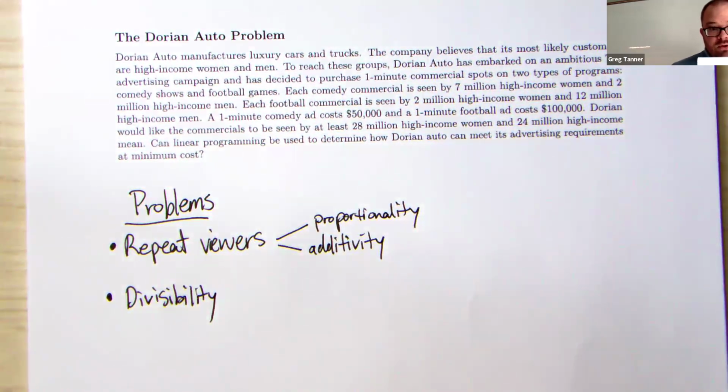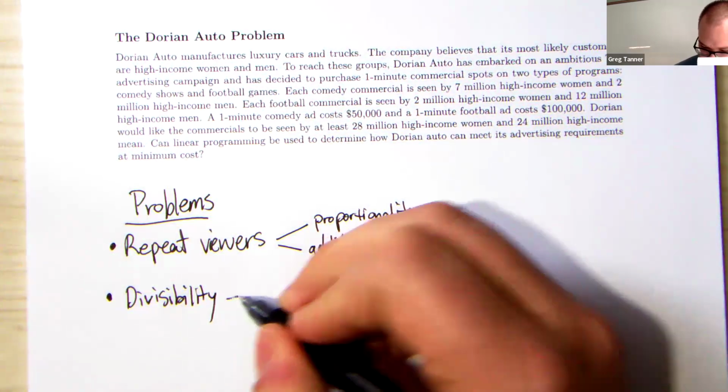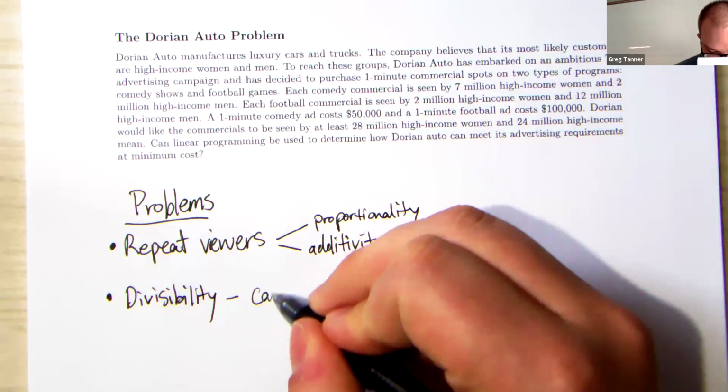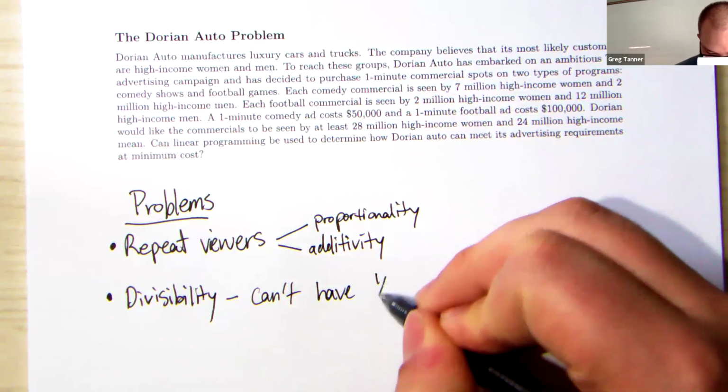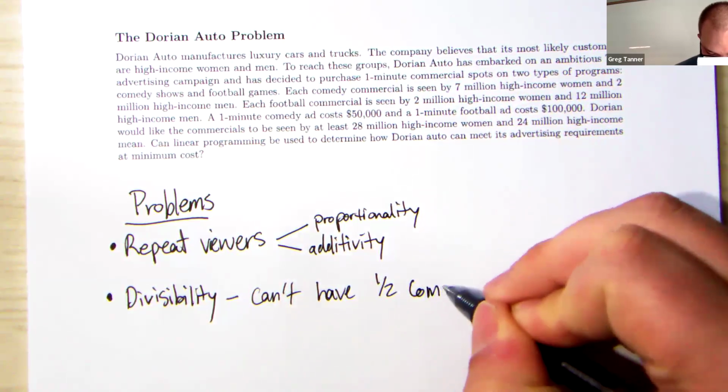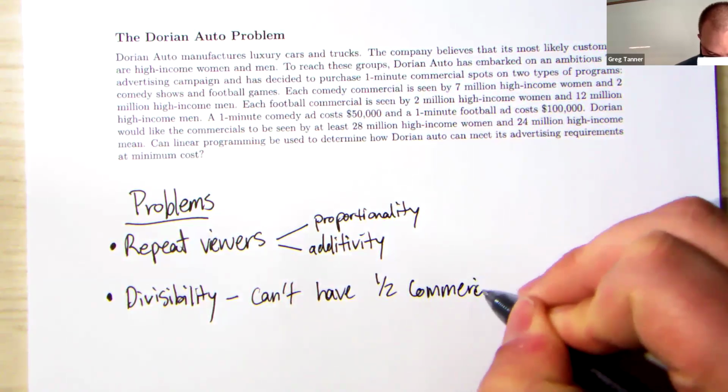We want to specify the number of commercials that they watch. If we go ahead and set it up and solve it, we might get a whole number of commercials, but chances are we won't. And so we definitely can't have half commercials or quarter commercials or fractional commercials.